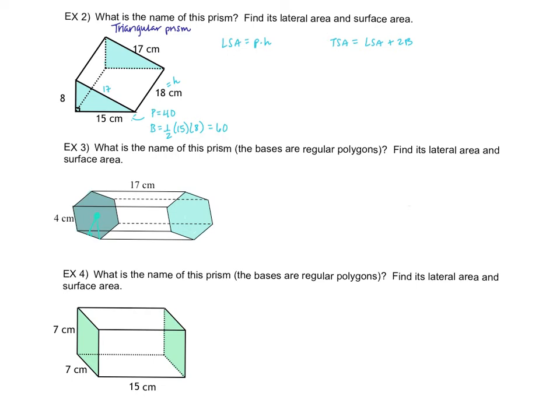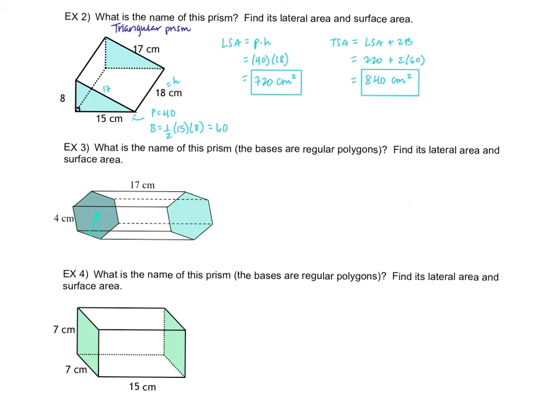And now we can plug everything into the formulas. So for our lateral surface area, right, it's 40 times 18. So that will get 720 centimeters squared. And then for our total surface area, we take that 720 centimeters squared and we add it to 2 times our base, which is 60. So that gives us 840 centimeters squared. So, problem wasn't too bad, right? Because you had a good example to look at before.